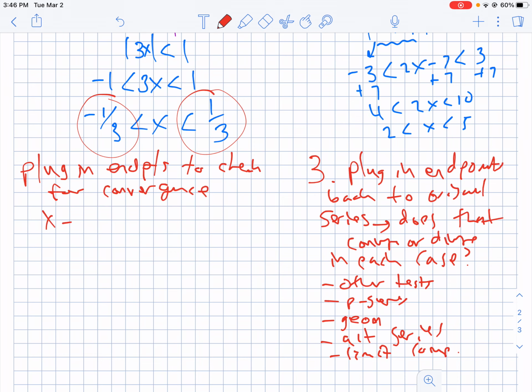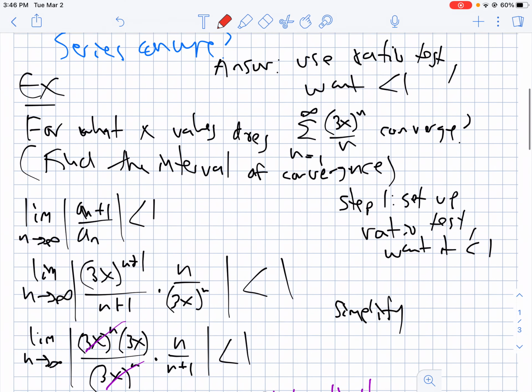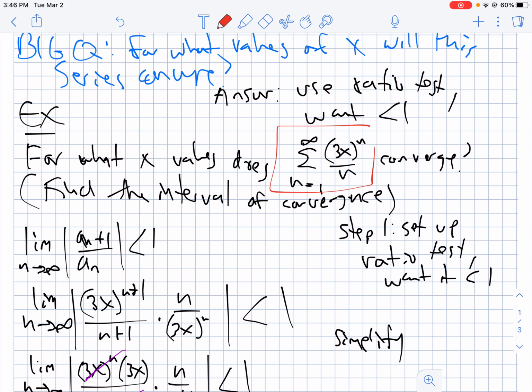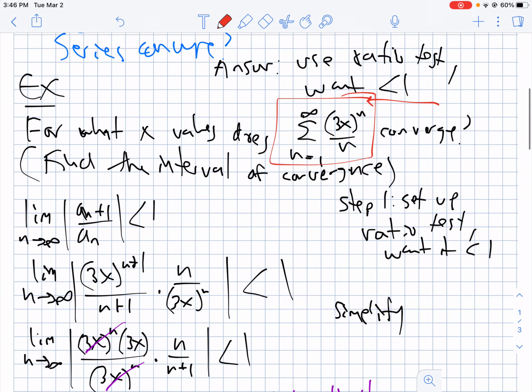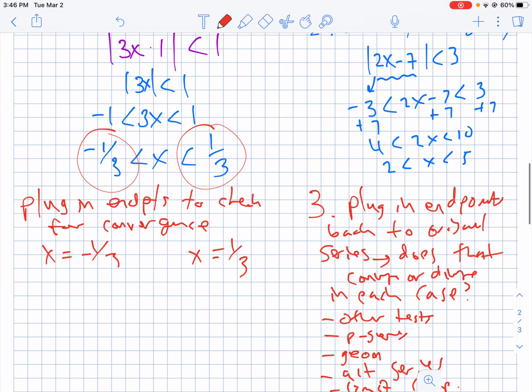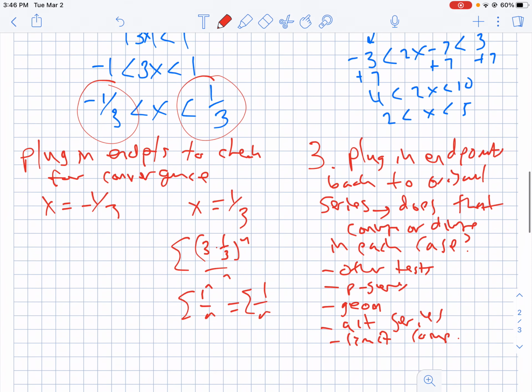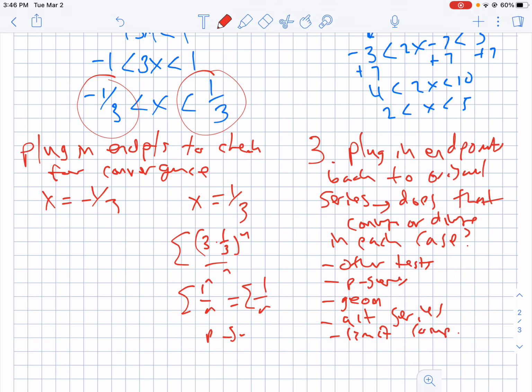So you're going to plug in x equals -1/3 and x equals 1/3 all the way back to the original series right here. Okay, so when I plug in 1/3, I'm going to get the series of (3 times 1/3)^n over n. So you just get the series of 1^n over n, which is just 1 over n. Now, you are still considering this as a series. So this is a p-series, so we know the series diverges. We also know 1 over n is a harmonic series, which diverges.